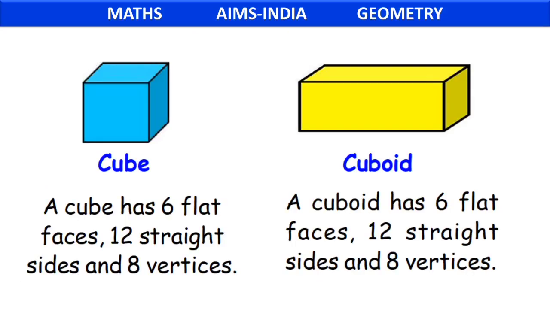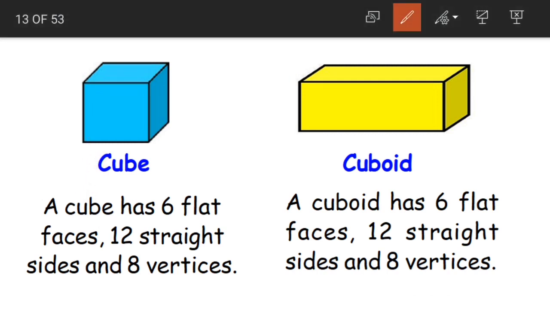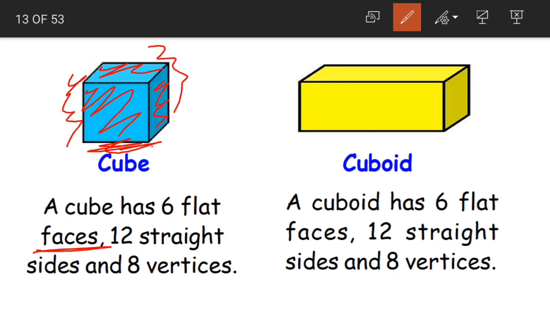Now coming to how many faces, sides and vertices do these solid shapes actually have? Coming to our first one, that is the cube. Faces. How many faces does it have? 1, here 2, 3. We'll be having one below, one to the side and one on the back side. In total, a cube has 6 flat faces, children.